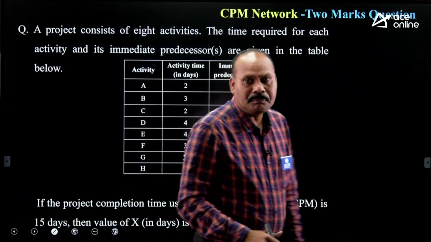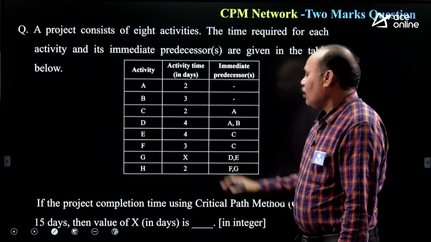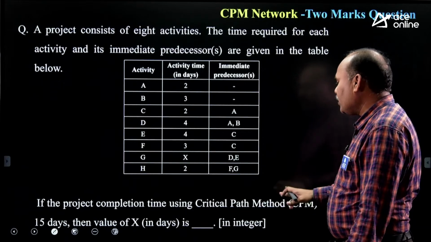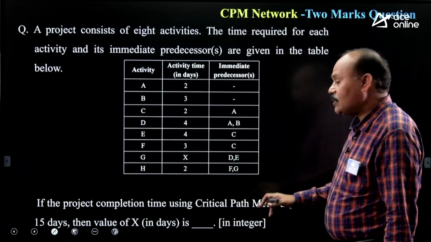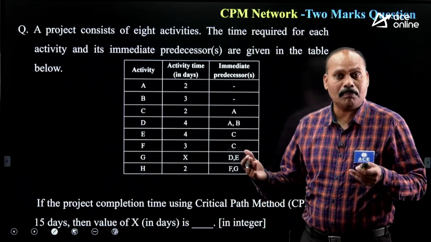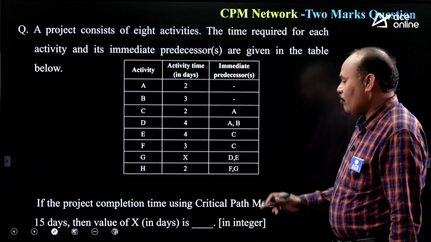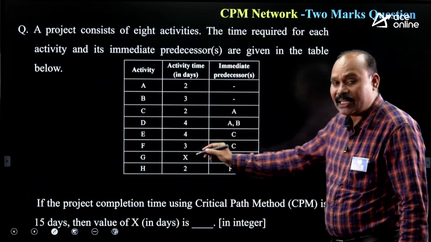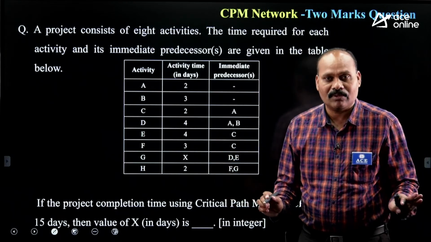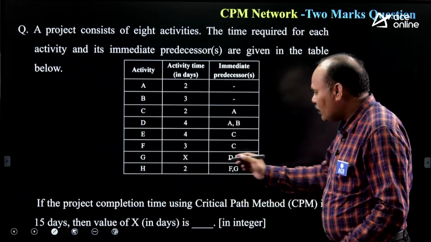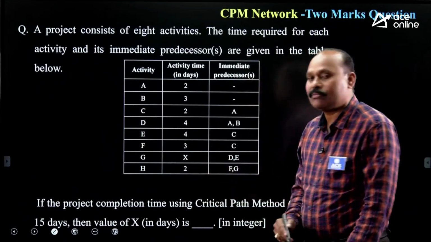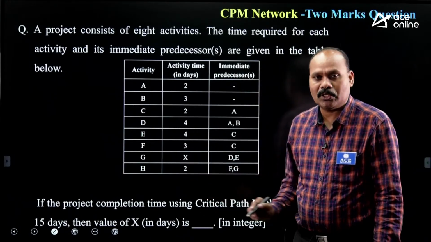The next question. The project completion time using critical path method is 15 days. Project completion time was given. And we are supposed to find out the value of X. So one activity duration is not given. So which activity duration is not given? G duration is given as X. We have to find out G duration.